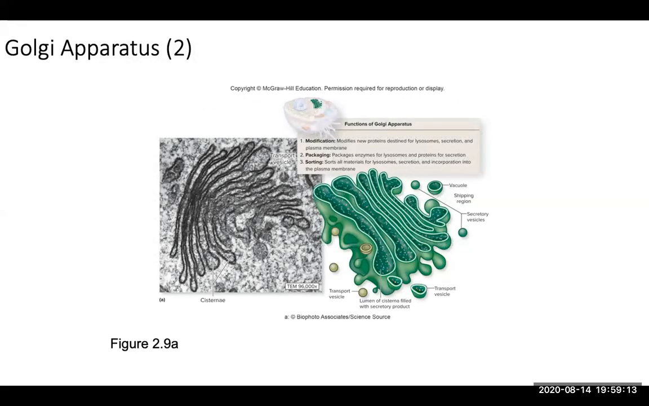The Golgi apparatus is kind of the modification, packaging, and storage center. I compare it to an Amazon distribution center. It takes in orders, modifies packages, sends them out, and tells them where to go. And that's what the Golgi apparatus does, but with proteins.